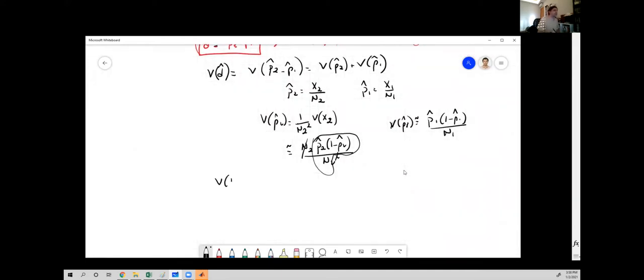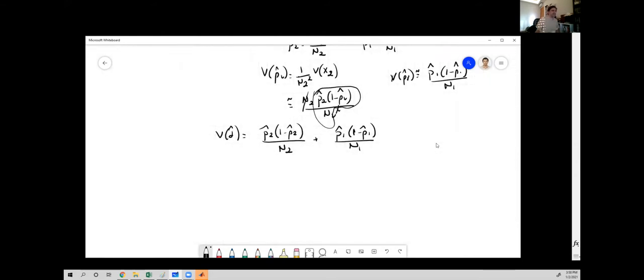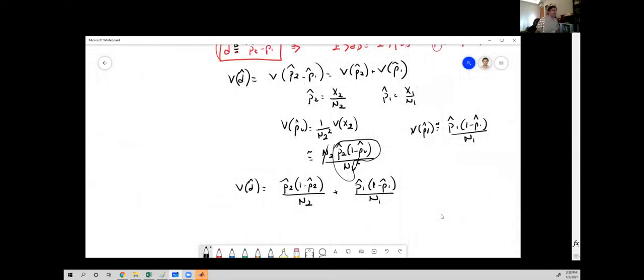So the variance of D hat is going to be equal to, let's see, P2 hat times 1 minus P2 hat over N2 plus P1 hat times 1 minus P1 hat over N1. Since N1 and N2 are both equal to each other, well, let's go to that step a bit later. So it's going to be easy to calculate. Let N2 equal N1, which is equal to N, which is equal to 1000.